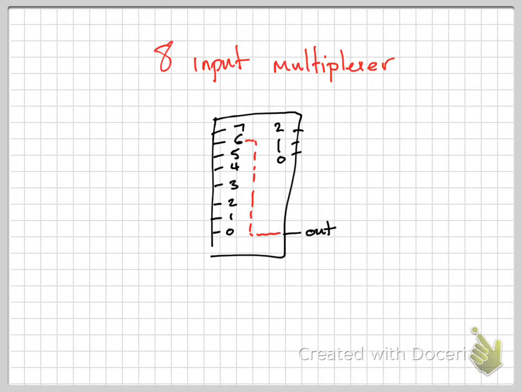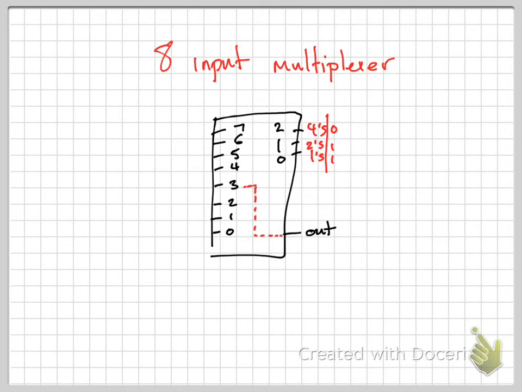Oops, wait a second. I made a mistake on the last one. Even though they're marked 0, 1, 2, it's the 1's place, the 2's place, and the 4's place. So the input would be 1, 1, 0 to get pin 3 to go to the output, because that's the 1's place, 2's place, and 4's place.